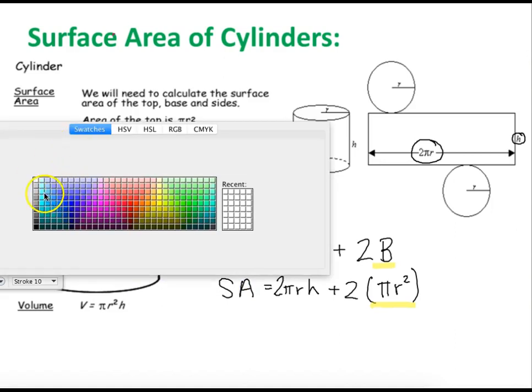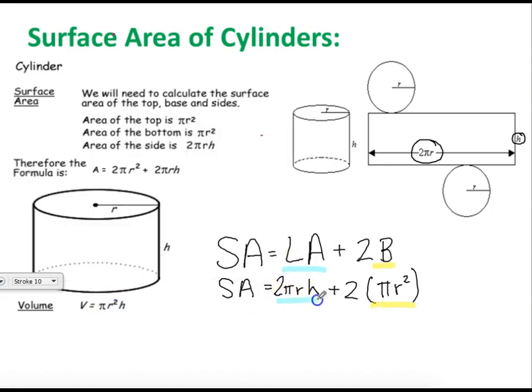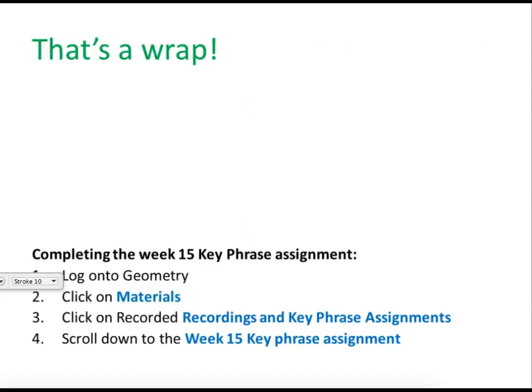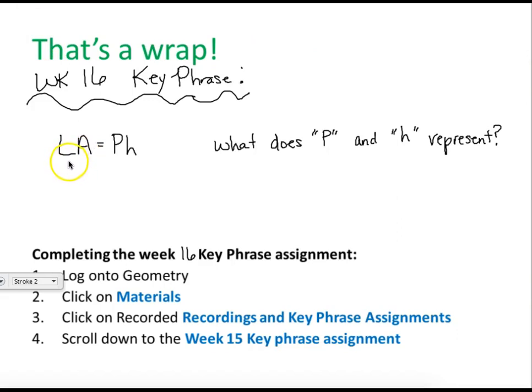So I just wanted to explain where those numbers come from this week when you go to find the lateral area and then the surface area of cylinders. So I'm going to stop now, and let's go ahead and get our key phrase up here. One of the formulas we learned this week is for lateral area, LA. And the formula is lateral area equals capital P times H. And I want you to tell me, what does that capital P represent, and what does that lowercase h represent? And that's it.